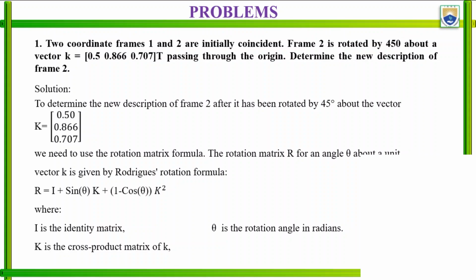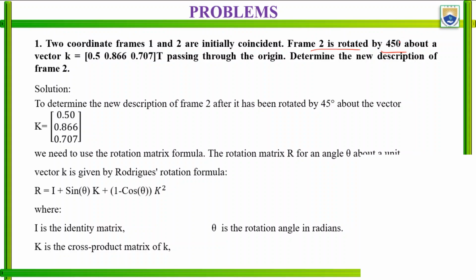For example, we have two coordinate frames 1 and 2 which are initially coincident, where frame 2 is rotated by 45 degrees about a vector k which is [0.5, 0.866, 0.707] transpose passing through the origin. Determine the new description of frame 2. We need to determine the new description of this particular frame 2.